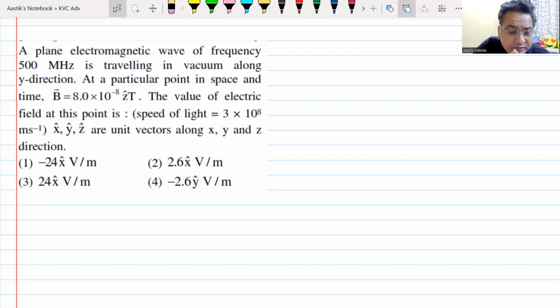A plane electromagnetic wave of frequency 500 megahertz is traveling in vacuum along the y direction. The magnetic field at a particular time is given. What is the value of electric field? Yes, do you have any doubts? Sir, in the previous question, what is there to do with frequency, sir?